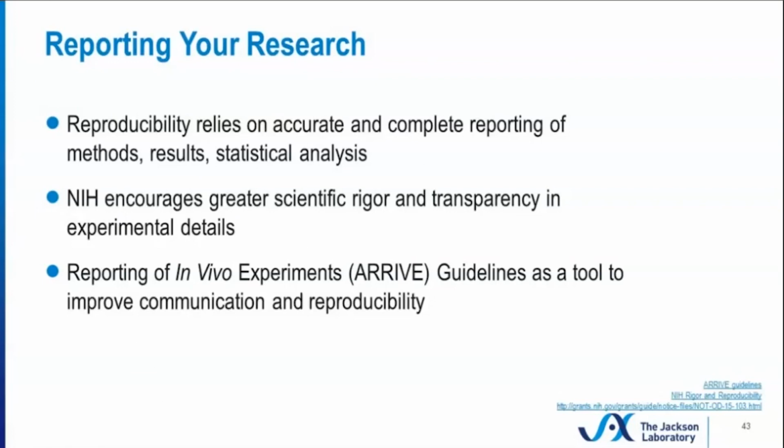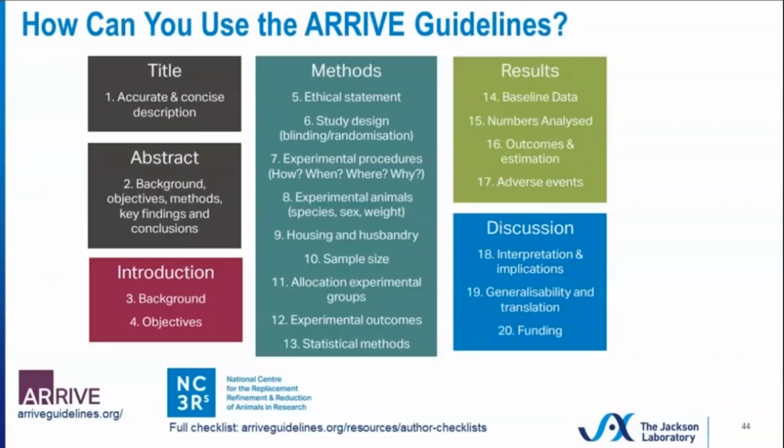NIH does encourage greater scientific rigor and transparency in experimental results. So reporting your in vivo experiments needs to go through some rigorous planning. And if it helps, you can use the ARRIVE guidelines as a tool to improve communication and reproducibility. Now, how can you use the ARRIVE guidelines? They were developed by the National Center for the Replacement, Refinement, and Reduction of Animals in Research. From a research point of view, it looks like a research poster, with the title, abstract, and introduction. You can go to this link that talks about all the 20 factors and what needs to be discussed there. These are guidelines for a researcher to report when they're writing a paper.